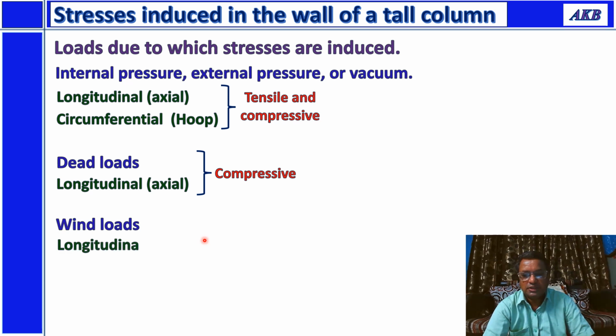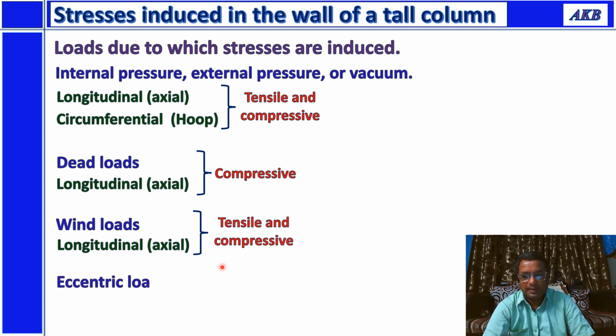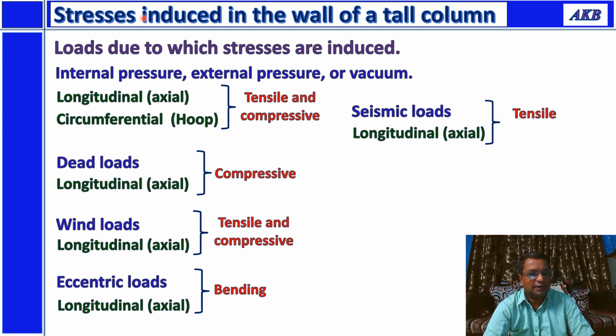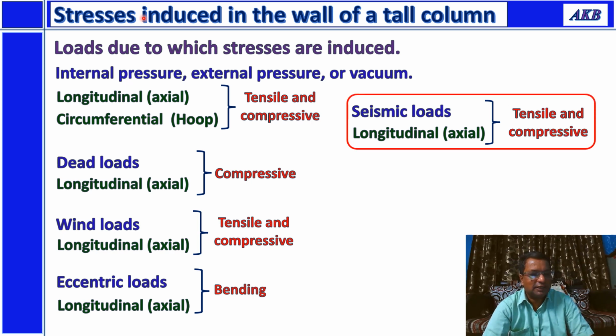Then due to wind loads, again longitudinal or axial stresses will be induced. They are tensile and compressive. Due to eccentric loads, again longitudinal stresses are induced, and these are bending stresses. Seismic loads, again axial stresses are induced, and again they could be tensile and compressive. So today I'll be talking about stresses induced due to seismic loads.